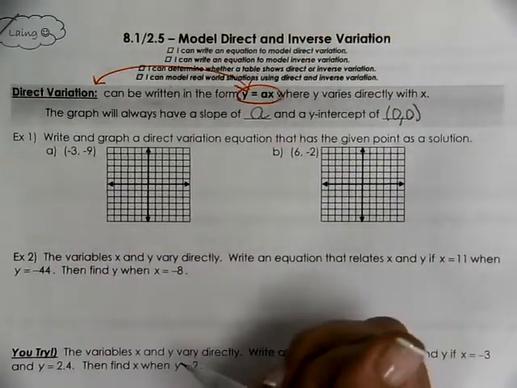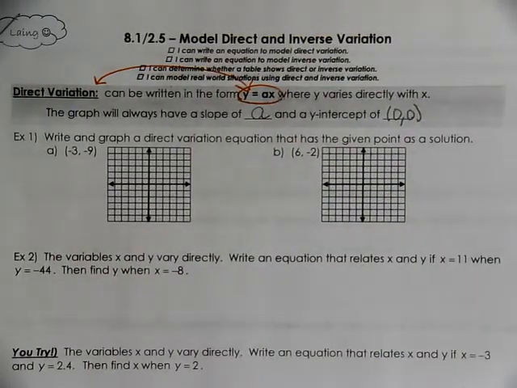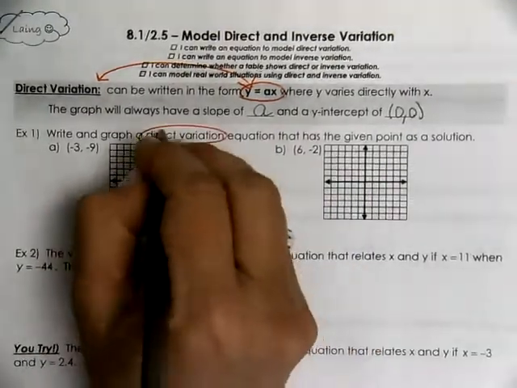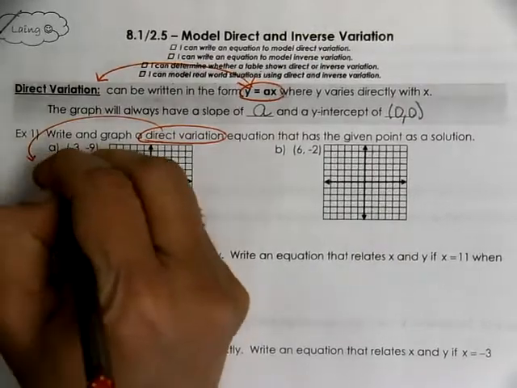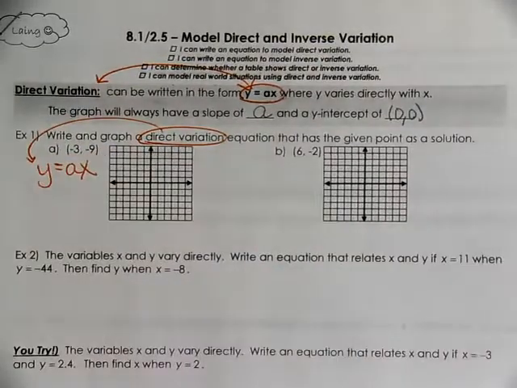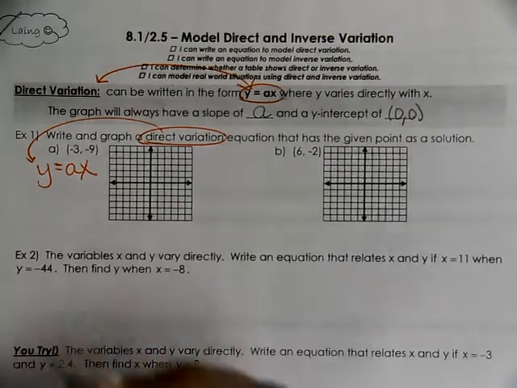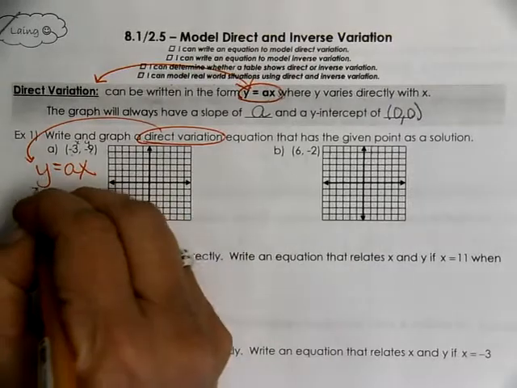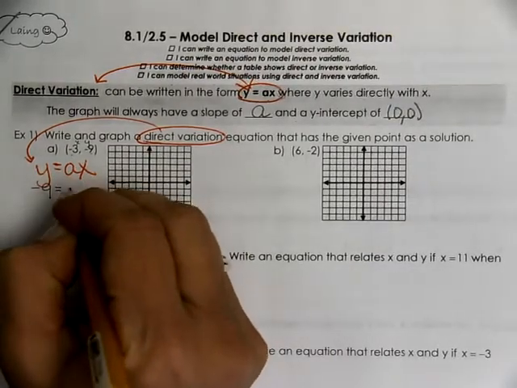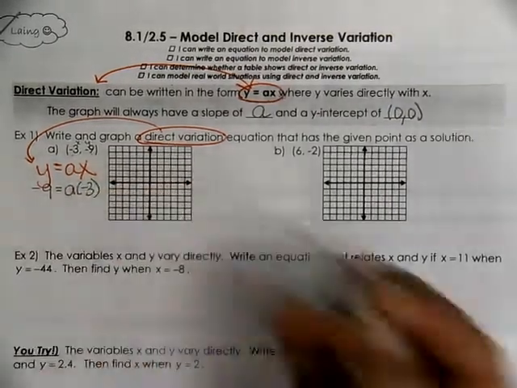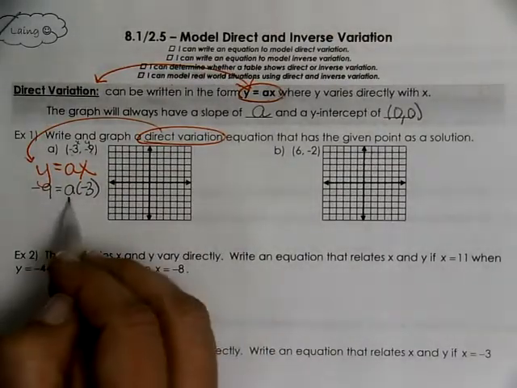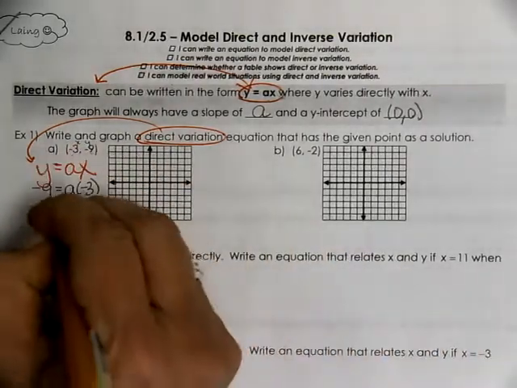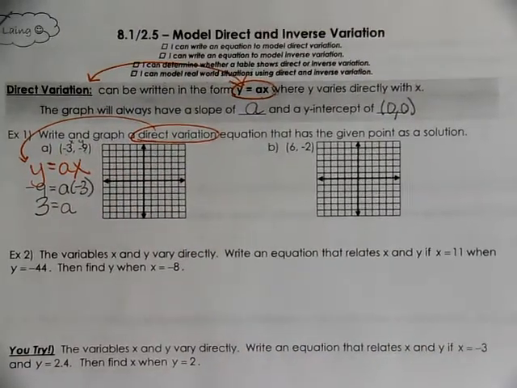So the first type of problem says, write and graph a direct variation equation that has the given point as a solution. So when it says direct variation, that means that it follows y equals a times x. Well, it gives us an x and a y. So let's put -9 in for y and -3 in for x, and let's solve for this a value. Dividing both sides by -3, we get that a equals 3.